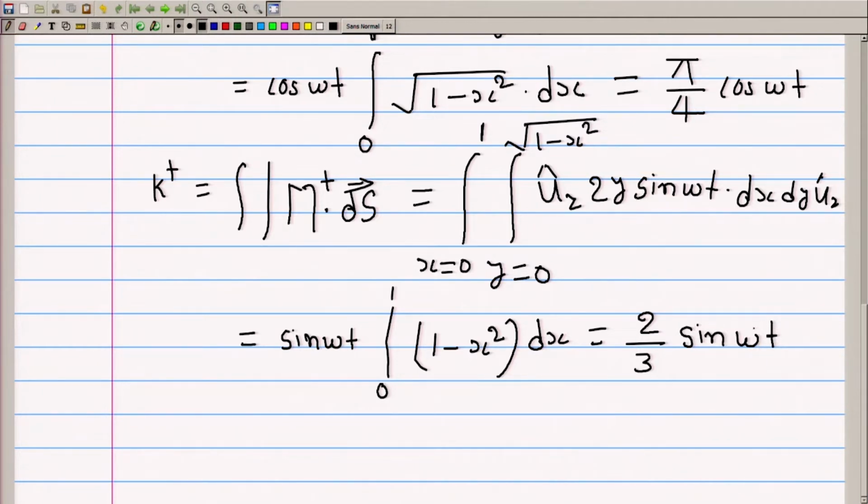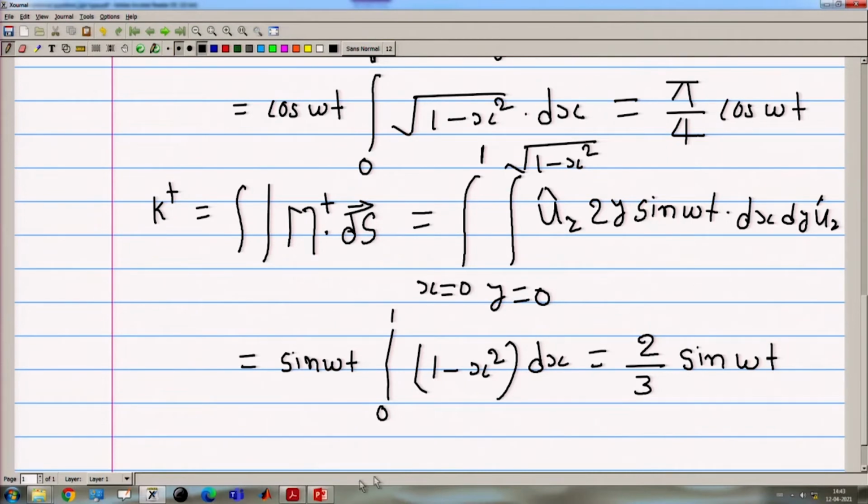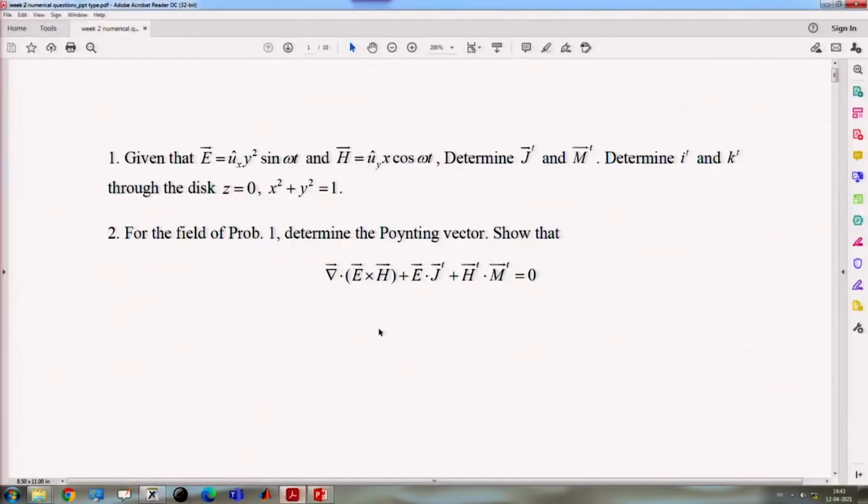So, we can go to the next problem. Next problem is: for the field of problem 1, determine the Poynting vector. So, this is one problem. And the next problem is to show that del dot E cross H plus E dot J plus H dot M t equals 0. Here it will be H dot M t, so H t will not be there.